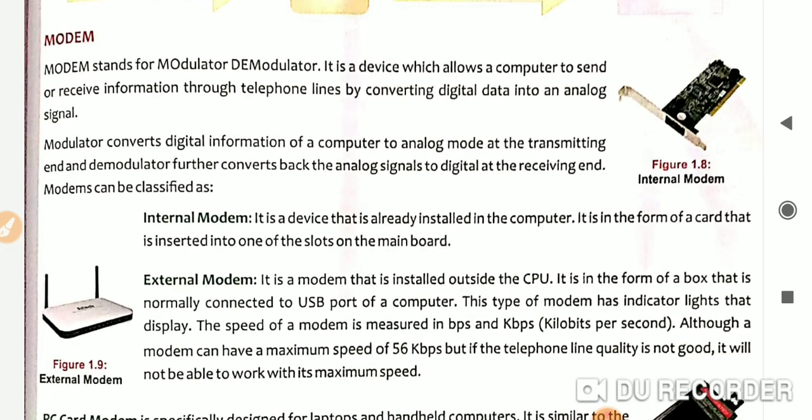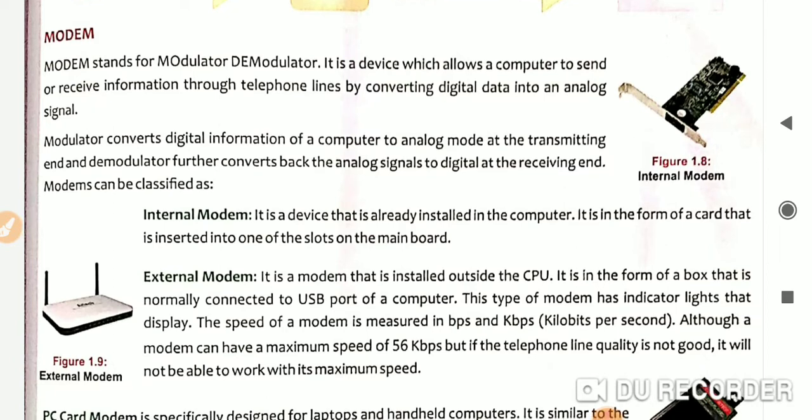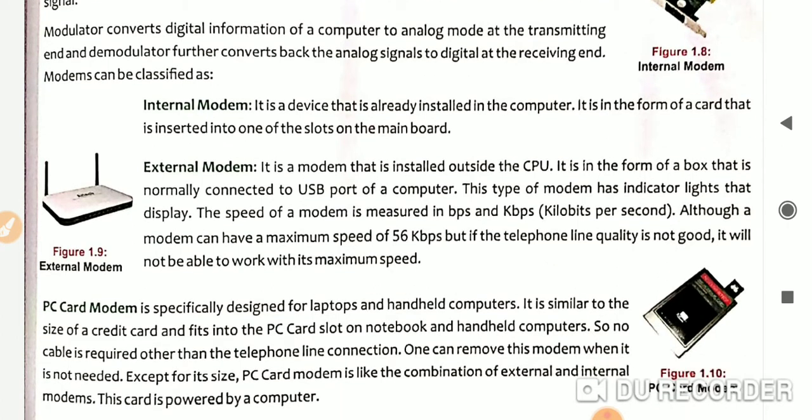Now modem. Modem is modulator and demodulator. It is a device that allows a computer to send or receive information through telephone lines by converting digital data into an analog signal. The modulator converts digital information of a computer to analog mode at the transmitting end, and the demodulator converts the analog signal back to digital at the receiving end. It can be classified as internal modem and external modem. Internal modem is already installed in the computer, whereas external modem is installed outside the CPU.